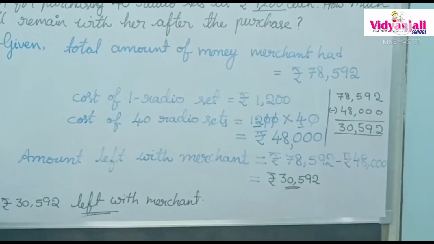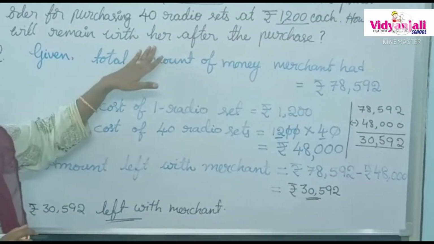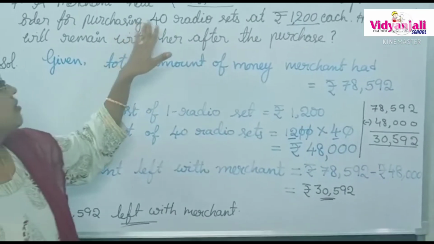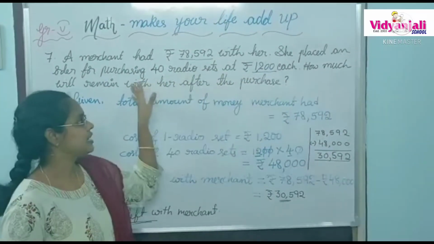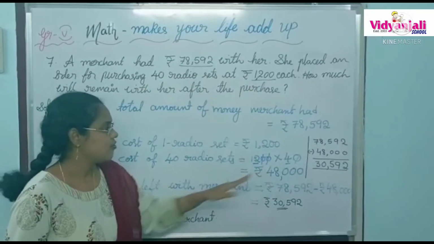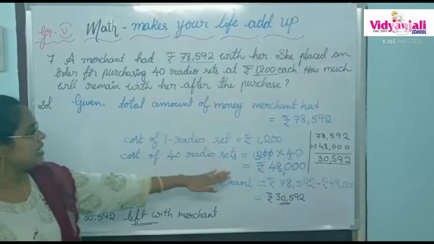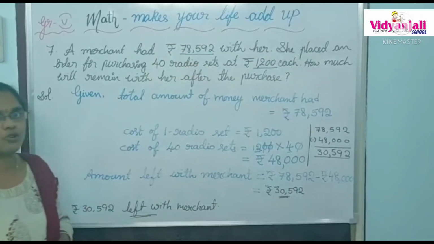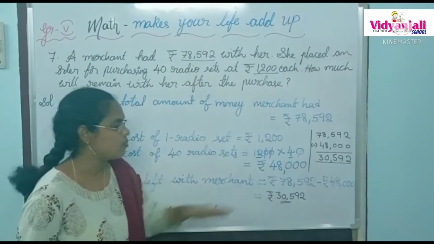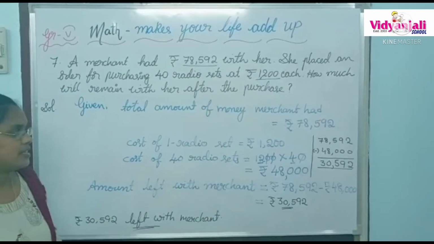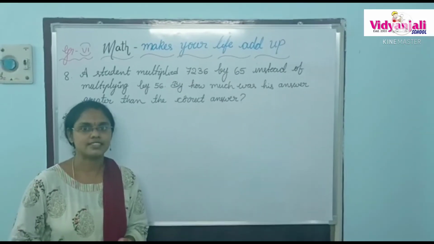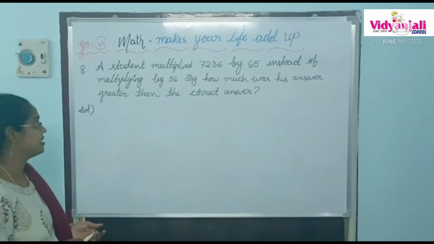Okay, children. So when you want to find the amount left with her, first we have to find the cost of 40 radios, that is 40 into 1200, 48,000. That amount we have to subtract from the amount she had. Then we will get how much amount will be left with her. Okay, next the 8th question, children. Let us read the question first.